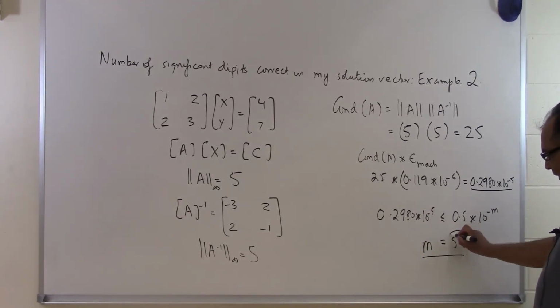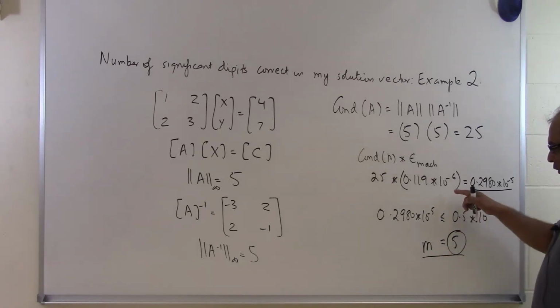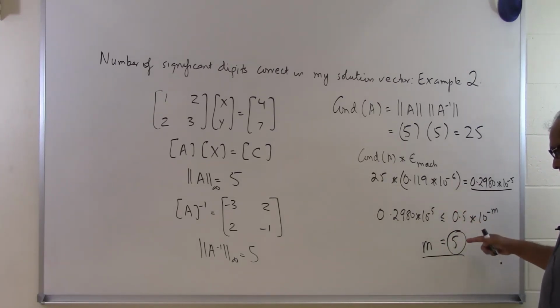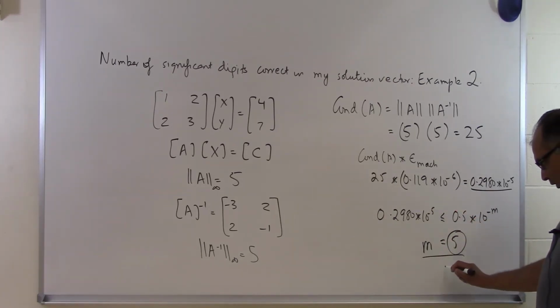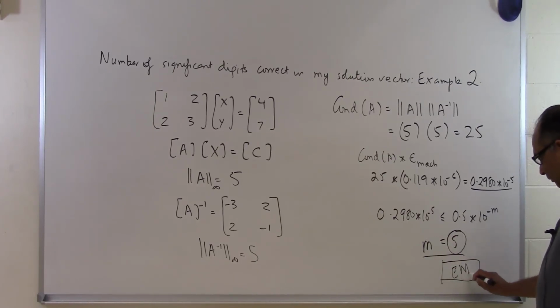So 5 significant digits can be trusted in our solution when we are working on a single precision machine for this case. If we're going to use double precision or quad precision, surely this number will increase accordingly. And that's the end of this segment.